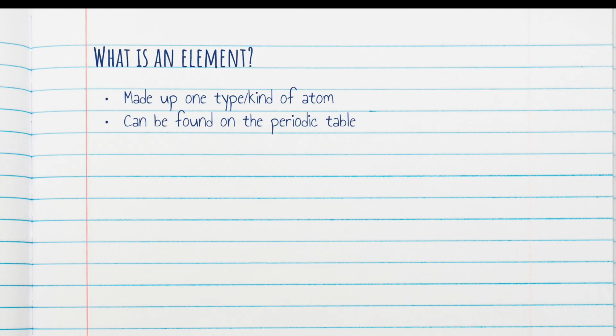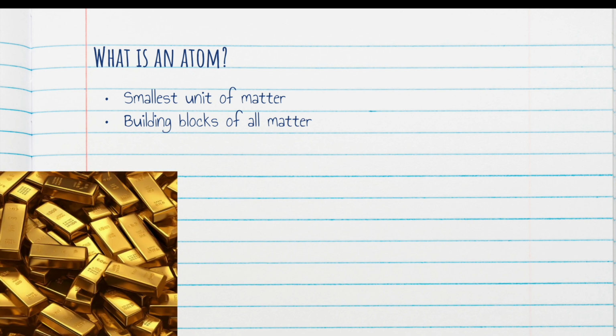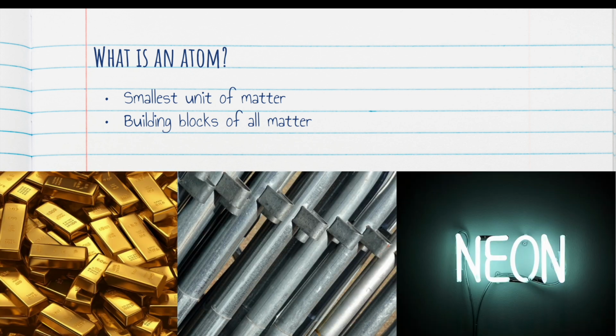What is an element? An element is something that is made up of one type or kind of atom. And all elements can be found on the periodic table. But you might be asking, what is an atom? An atom is the smallest unit of matter. It is the building blocks of all matter. And examples of atoms include gold, aluminum, neon, and so many more things.